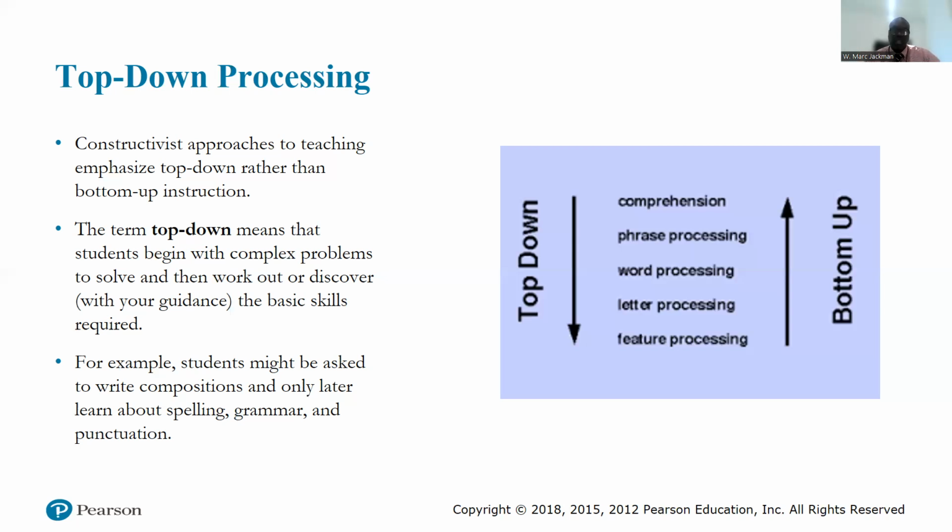I'd say comprehension would be the overarching goal. And before that, when you go lower down, it would be processing phrases, processing words, processing letters, processing features that shape and formulate letters, etc. The bottom up goes in the opposite direction.